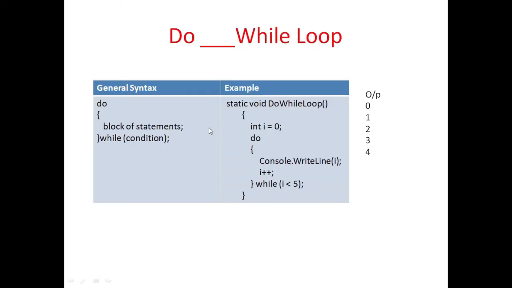The general syntax is do, execute the block of statements and then check the while condition. In this example, same as before, I declared int i as 0 and do print the i, increment the i and then check the value of i. If i is less than 5, it will again go to print the value of i. So the output will be 0, 1, 2, 3 and 4.